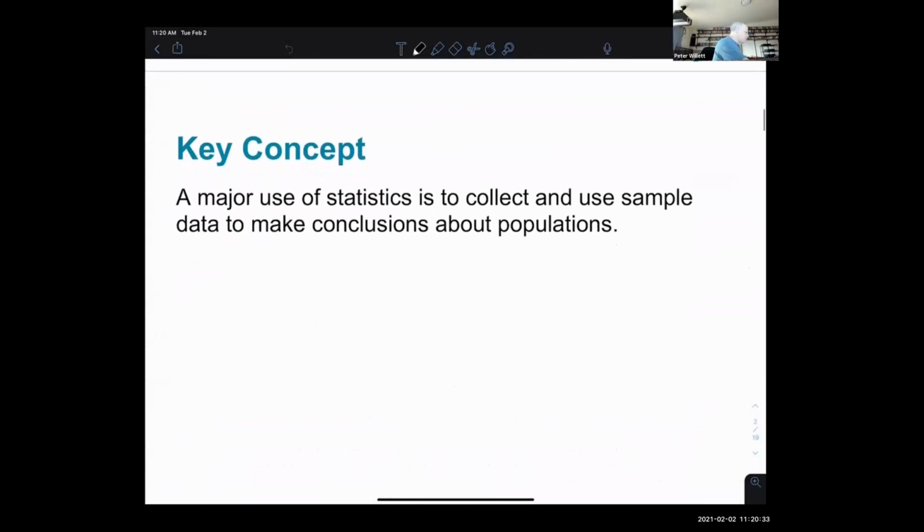The key concept is that a major use of statistics is to collect and use sample data to make conclusions about populations. That's the key concept for this section because we're going to be looking at these sample data types. What does the data look like? Then we'll be able to do analysis with it after that.